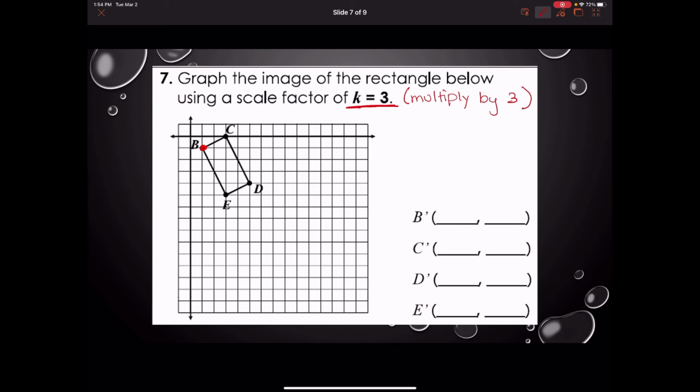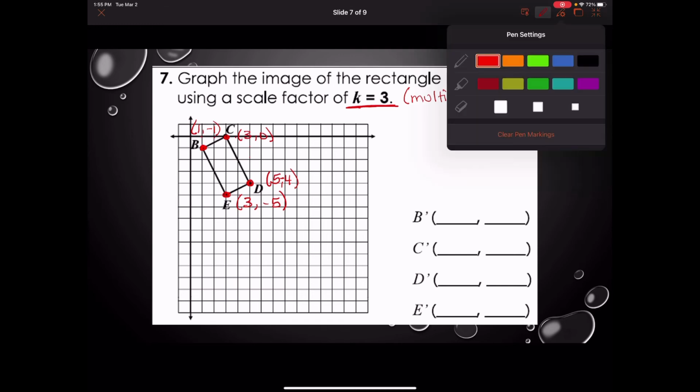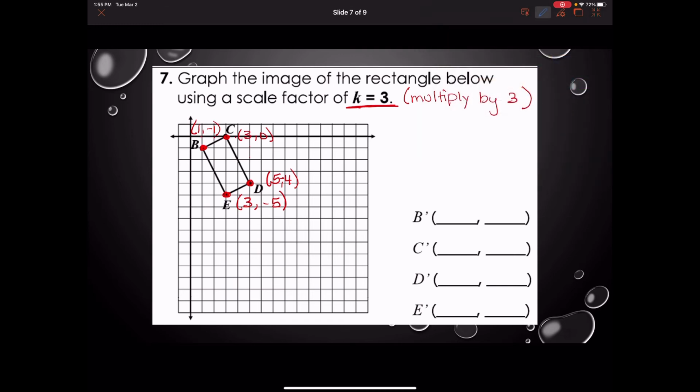So what I would do is I would go right. Here's a 1, -1. My C value is 1, 2, 3, 0. Then my D value would have been 1, 2, 3, 4, 5. So right now my X is 5, and I went down 1, 2, 3, 4. Here's my Y value. E is sitting at 3, -5. So now from those ordered pairs, okay, I can go plot and multiply each one by 3.